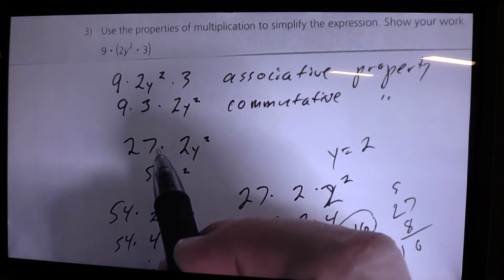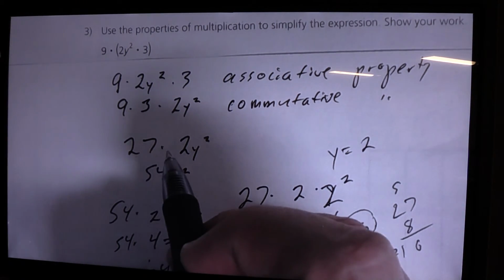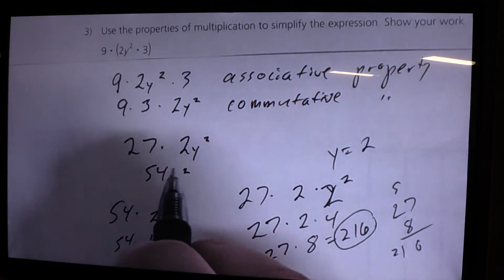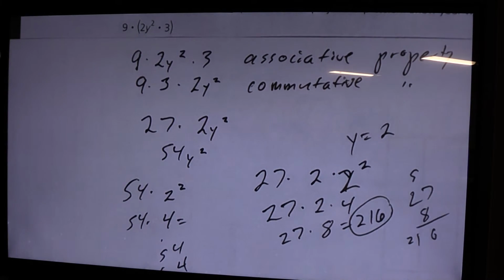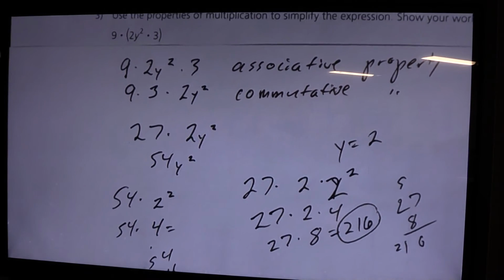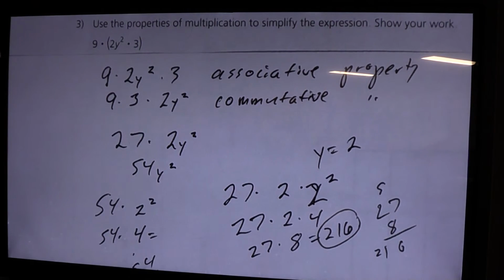A lot of kids, they see this and they think, I can't take that 27 and multiply it by 2. We just got off of a unit where we were simplifying expressions using addition. Now, if this were an addition problem, 27 plus 2y, we could not say 29y, because that would mean we were multiplying the y by the value of 27 also. But we actually are supposed to multiply here, so we would say 27 times 2 and get 54y squared.